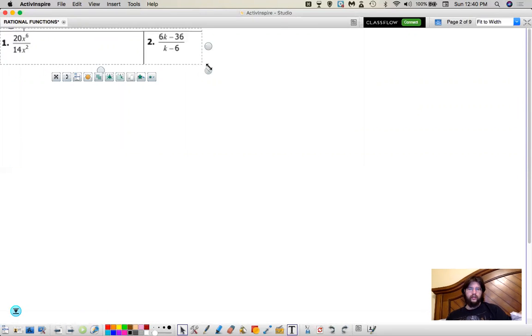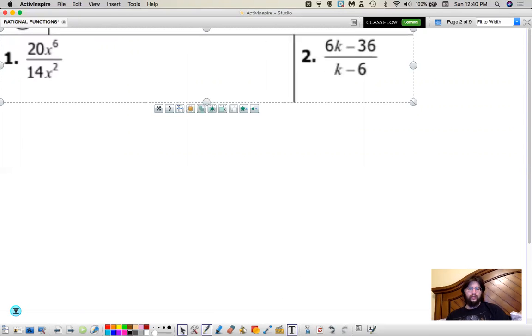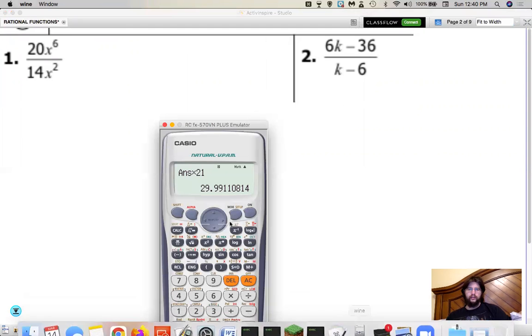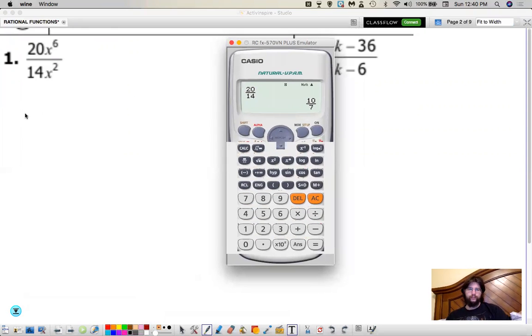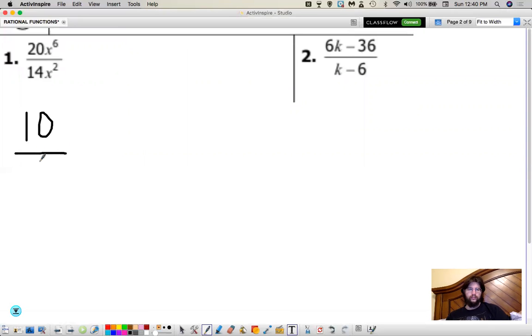So here we're dealing with monomial over monomial. We're going to do 20 over 14. If you don't know, you can use your calculator. 20 over 14 reduces to 10 over 7. Now, I don't know where the x is going to go, but I can look at it and tell. The exponent on the x is bigger in the numerator than the denominator, so my x is going to go in the numerator. 6 minus 2 is 4, so x to the 4th. Done. That wasn't anything new. Most of this will be review.